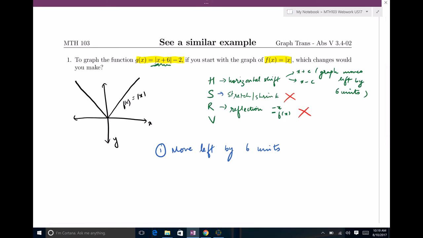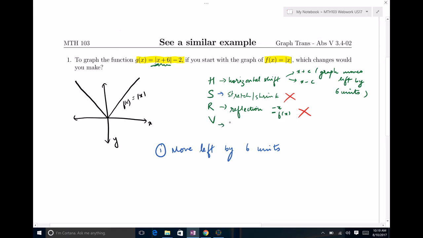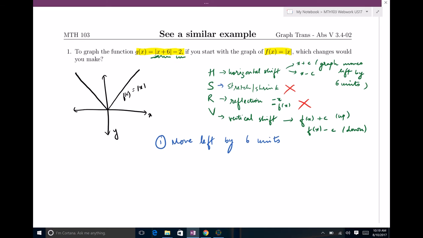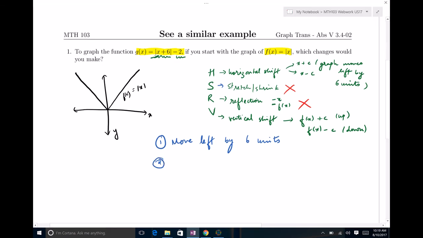And finally, the V stands for whether or not there's a vertical shift, and the vertical shift is indicated by seeing if the function itself has a constant added to it or subtracted from it. If the constant is added it'll move up, and if it's subtracted it'll move down. And surely enough you'll see that you have a negative 2 here. The function itself has 2 subtracted from it, which means your conclusion is that the second thing that would happen is that the graph would move down by 2 units.